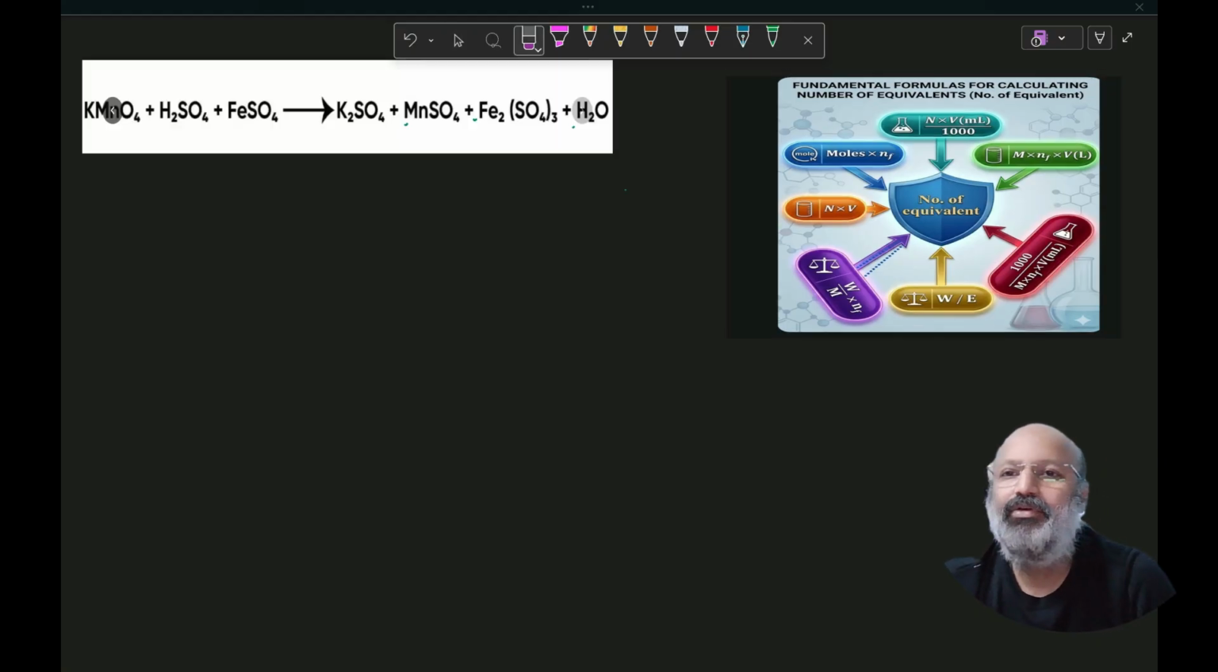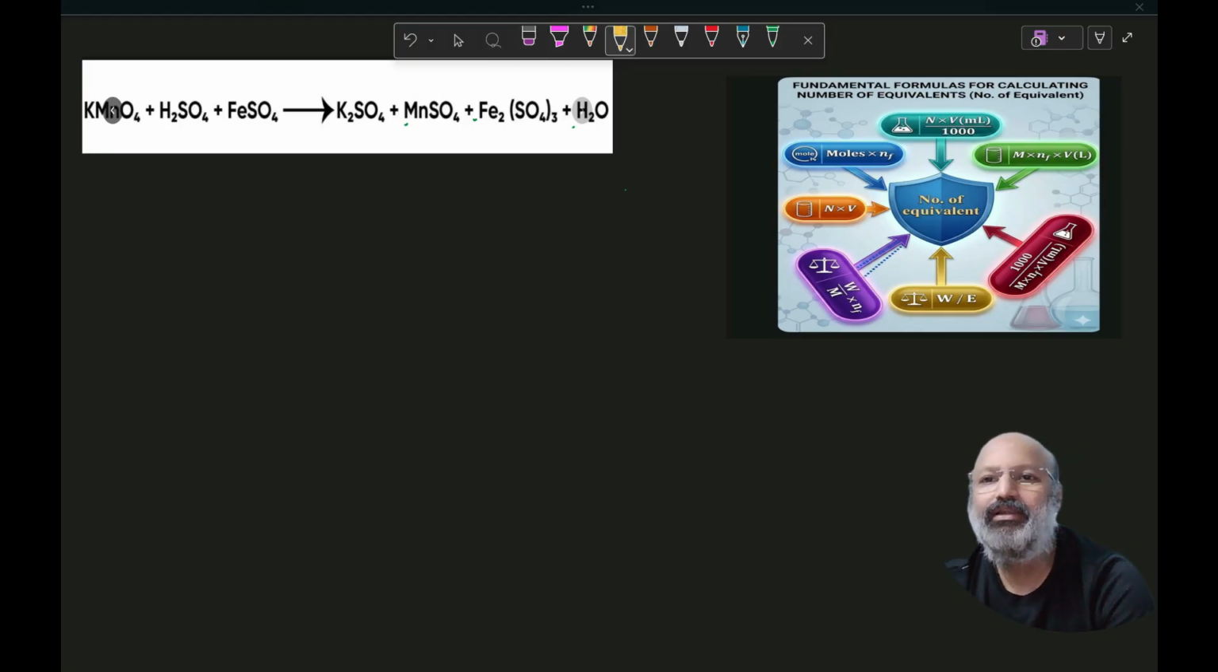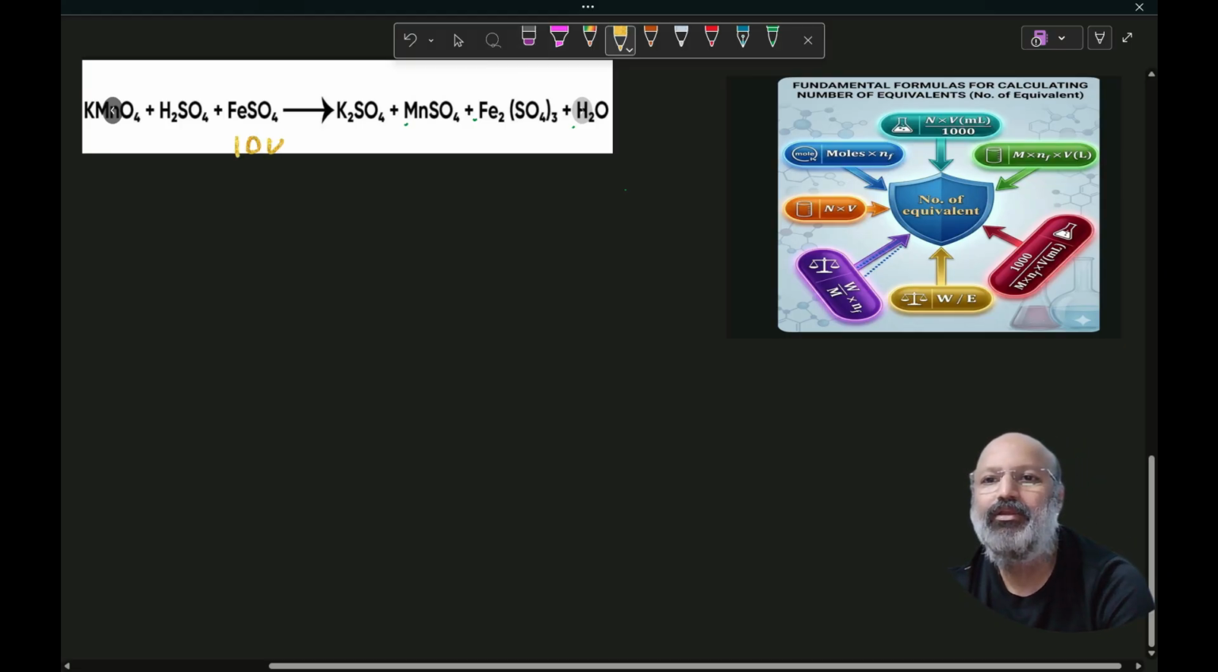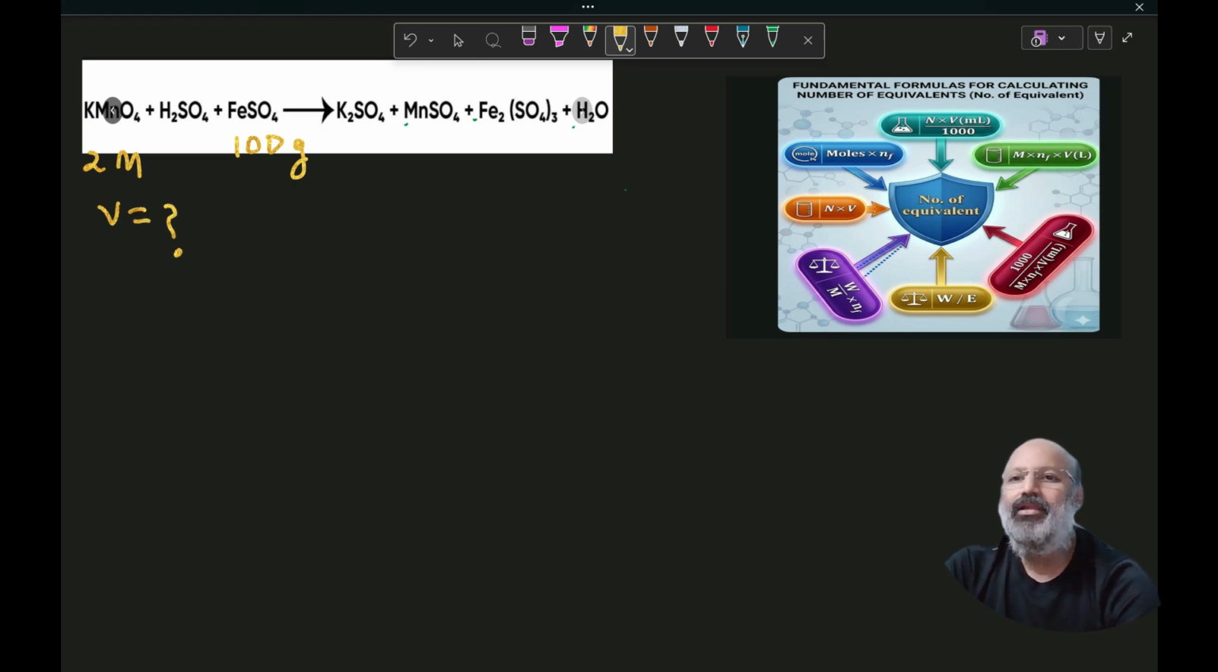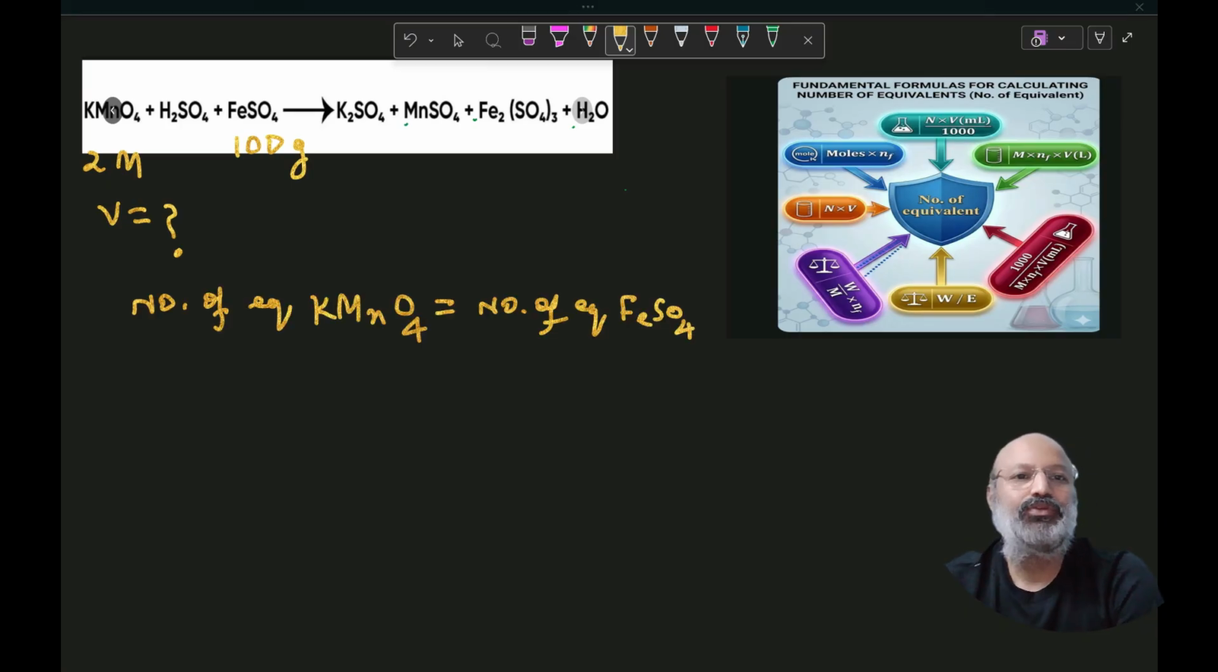Now you can see I have got this equation back. Now 100 gram, okay, and the molarity of this solution is given, 2 molar, and we are supposed to calculate the volume. Now see, in this case we can easily write that the number of gram equivalents for KMnO4 and for FeSO4 must be the same. So how can it be written down? Let me show you. Here I have written it down.